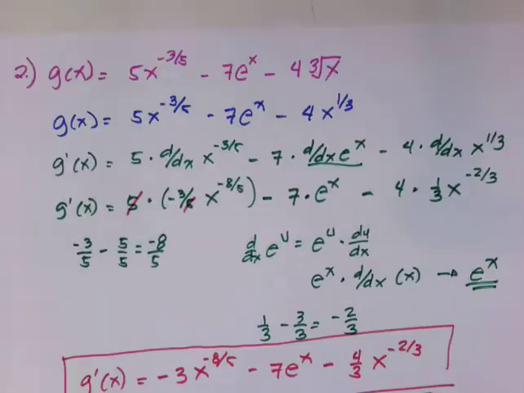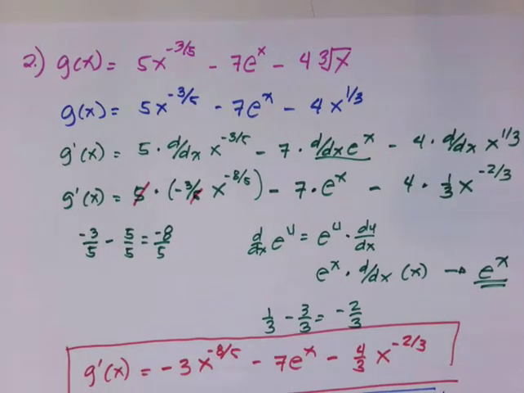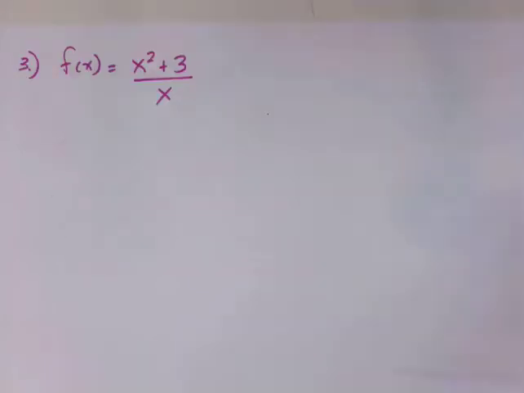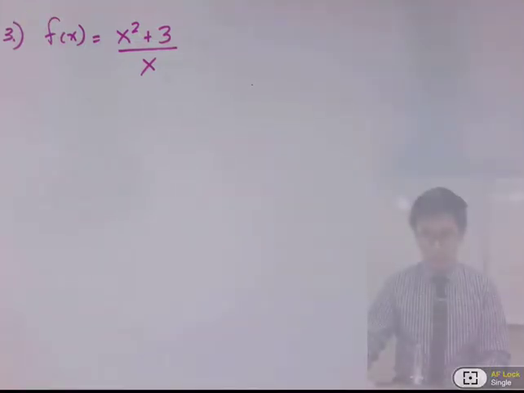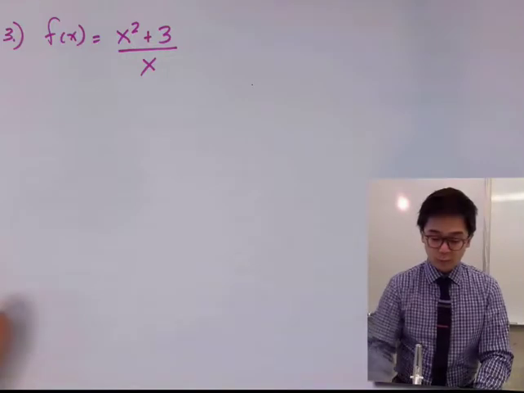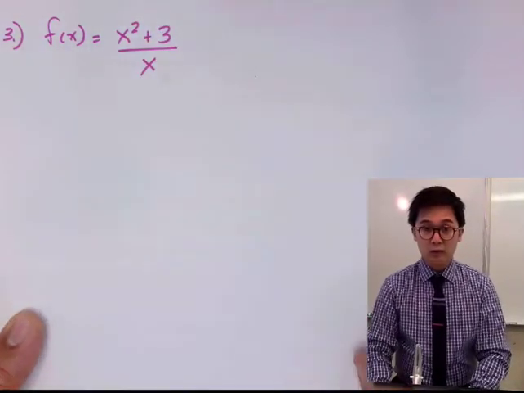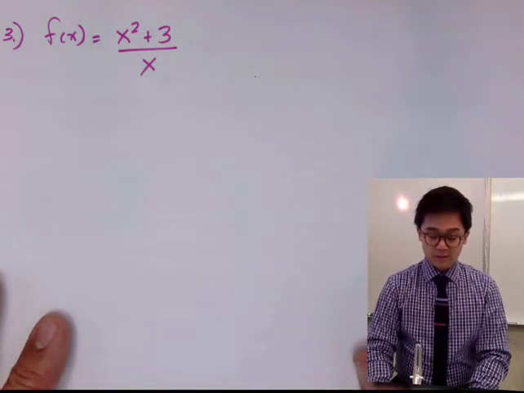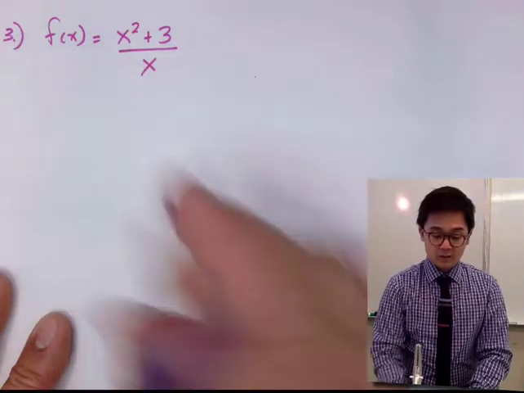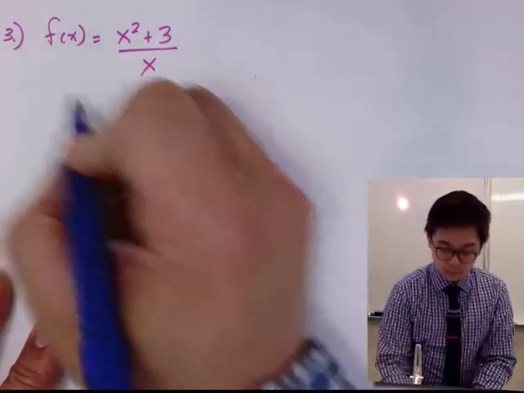Now let's have the derivative of our third example, which is x squared plus 3 all over x. So once again, we're still using the power rule, and to use the power rule, we're going to modify our fraction into power rule form by doing this.